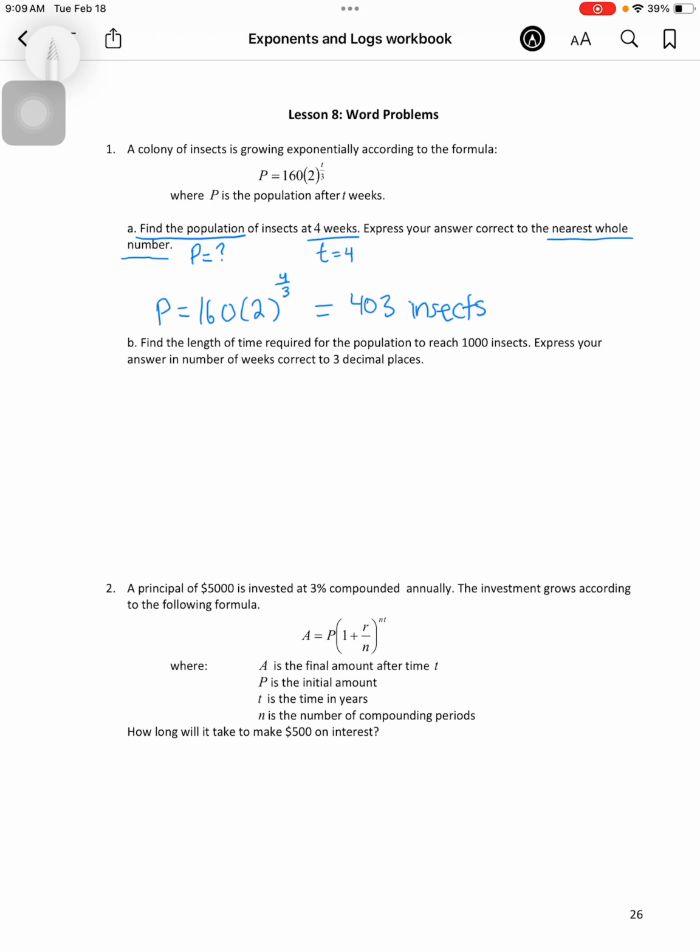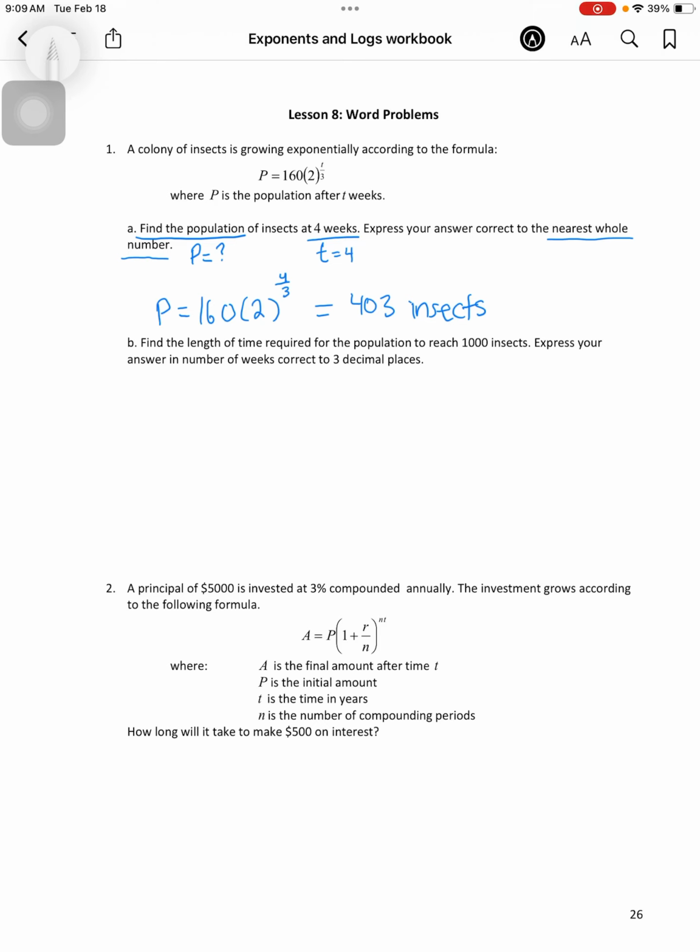So I always recommend students, and you've heard this in the past as well, you should always underline key information in word problems, and as repetitive as that sounds, it honestly helps a lot of students out. So here, find the population. Population, do we know this number? No. So that's what we're looking for. So P equals a question mark. That's our goal.